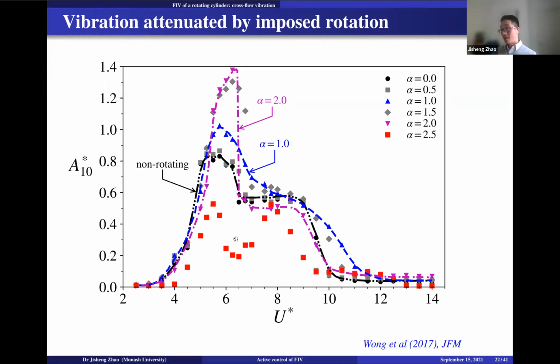2.5, you can see the sudden drop, right? Which means the rotation is not going to enhance the FIV amplitude anymore. It's going to attenuate it. But interestingly, you can see two peaks here. For the increase to alpha 3, you can see quite close to suppression. Up to 3.5, you can see suppression.